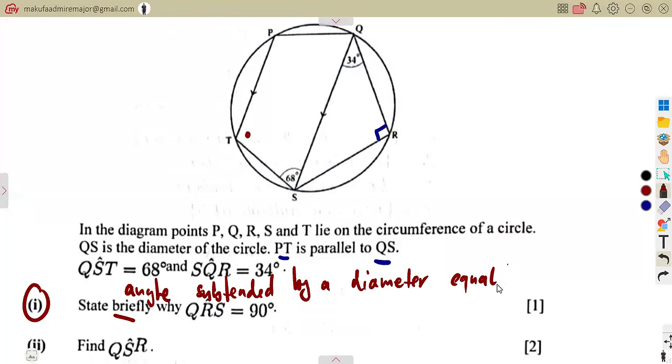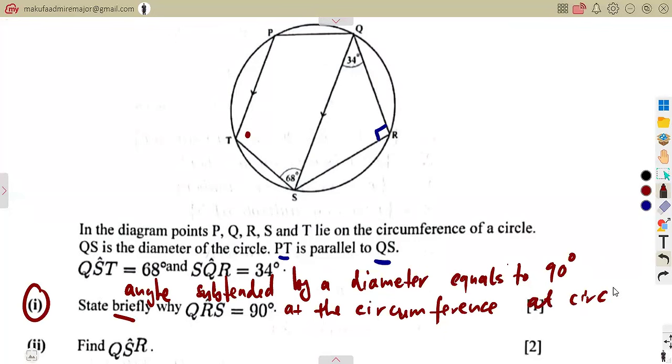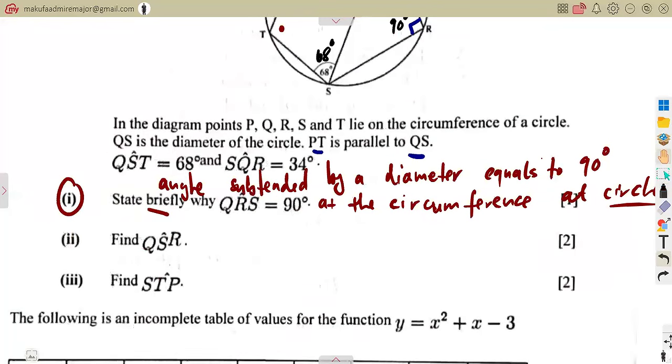It equals 90 degrees at the circumference of the circle. So it must be at the circumference of the circle. Meaning, as it is at the circumference, from the diameter, it will be 90 degrees. All right, so remember, we've got 34 degrees. This is 90 degrees, and this is 68 degrees according to our diagram. Then from this, find QSR.